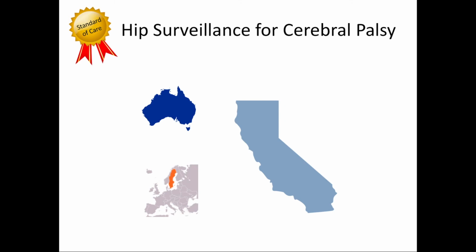Information from Australia and Sweden also led California to establish hip surveillance as the standard of care for children across the state. I hope that soon Maharashtra would be included in the group of regions that has established hip surveillance as the standard of care.